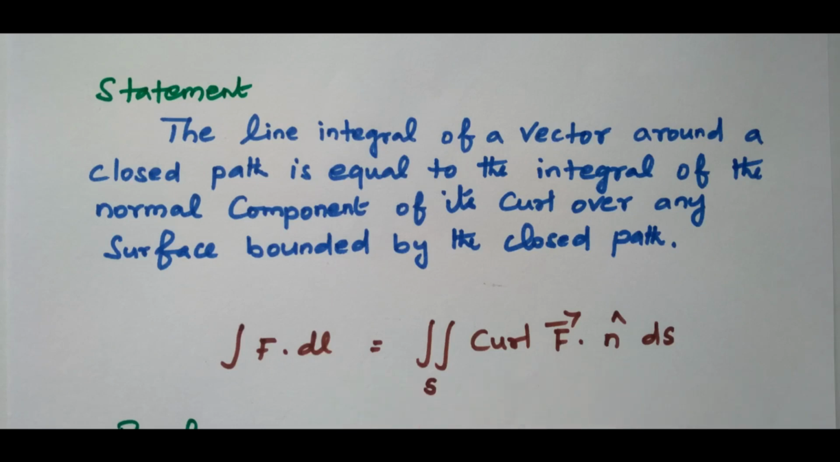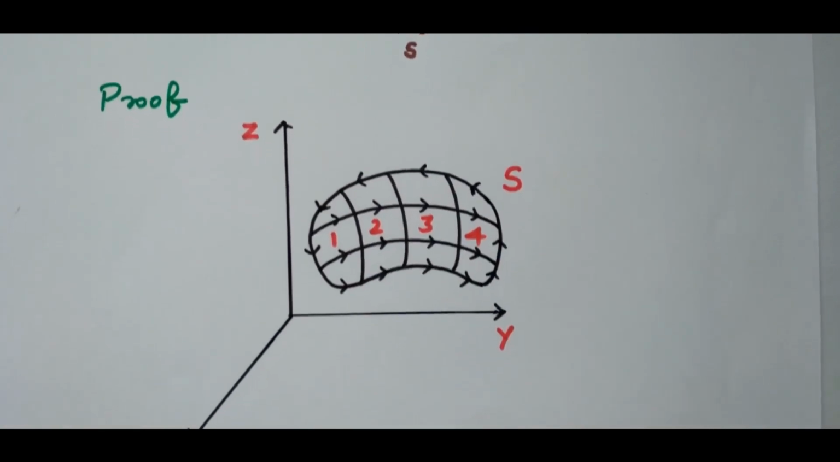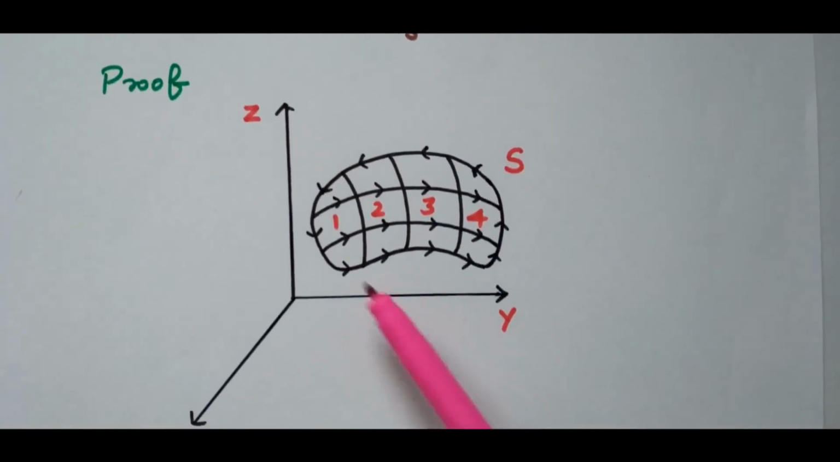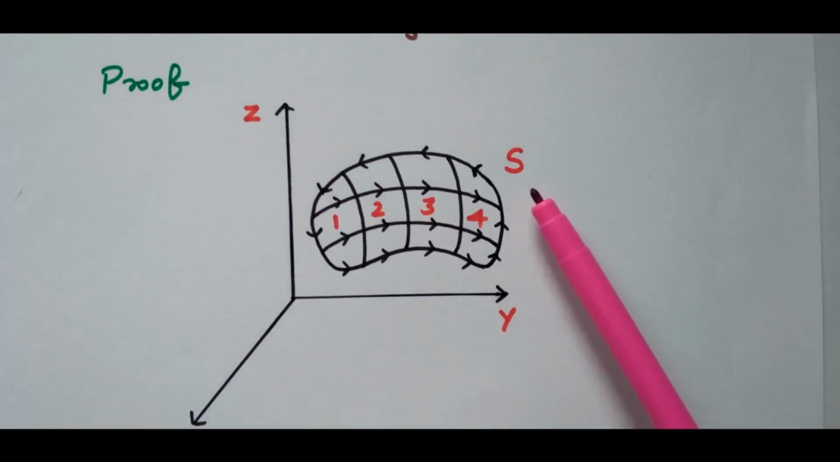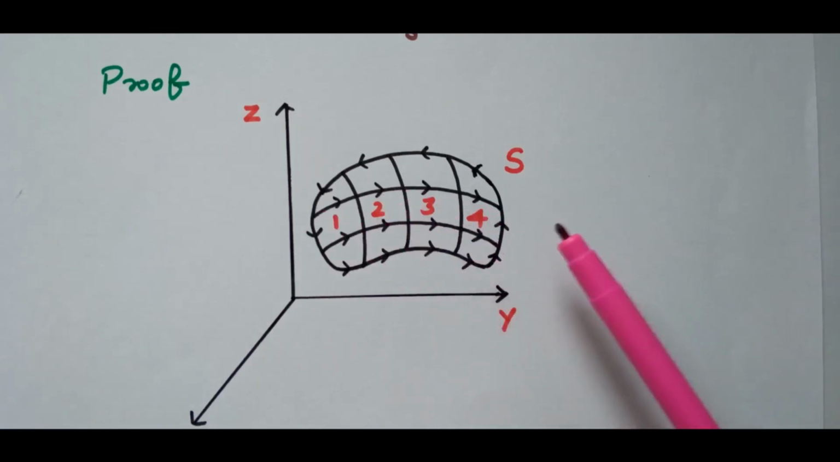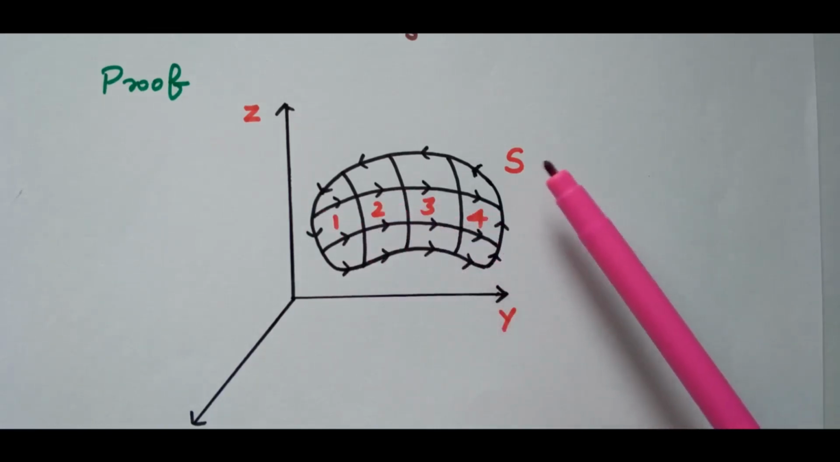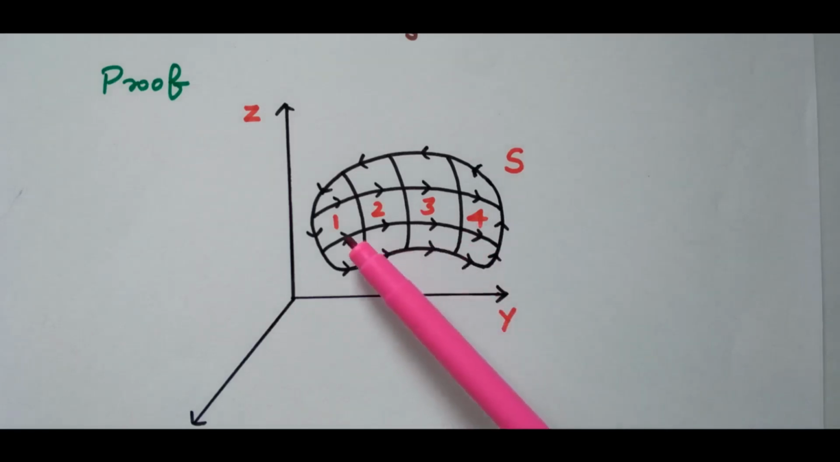Right. Now we'll see the proof of this Stokes theorem. So consider a surface area S. It is split into so many small parts: 1, 2, 3, 4, like that n number of parts are available. So S is the surface area that is divided into so many smaller elements. In this diagram, 1, 2, 3 and 4 are shown.